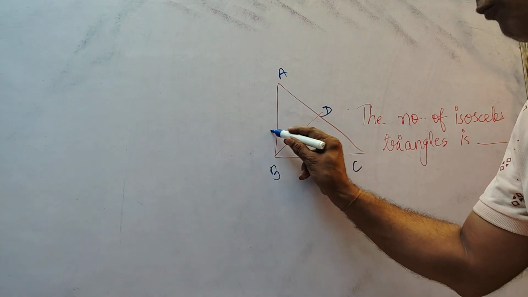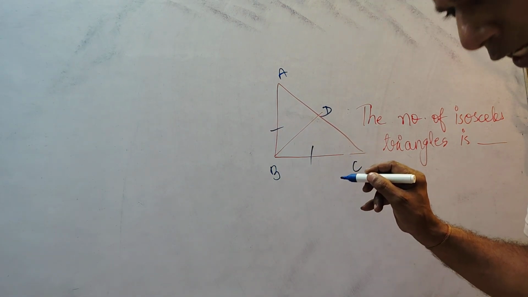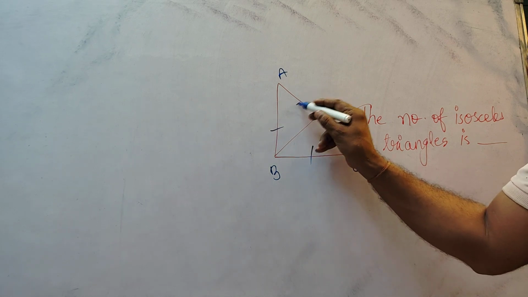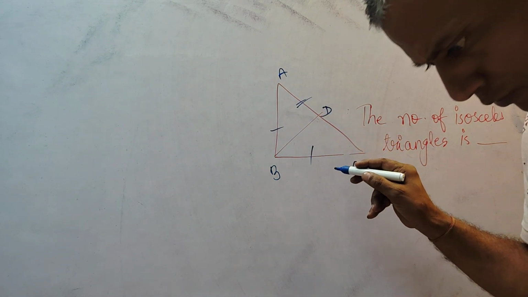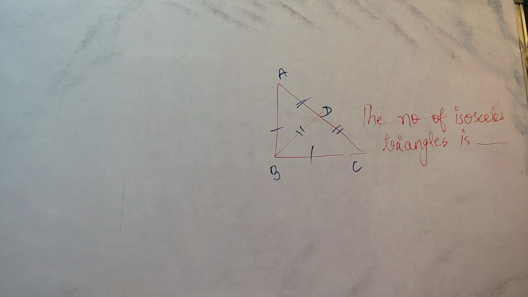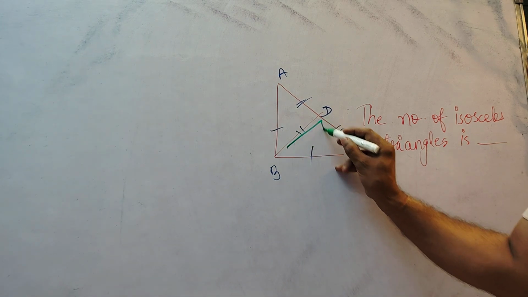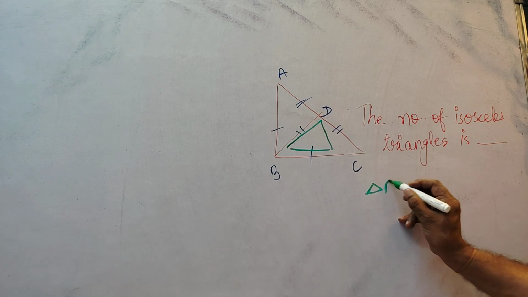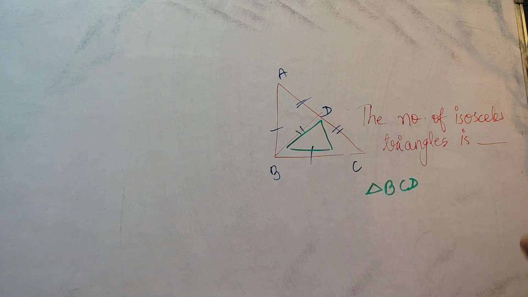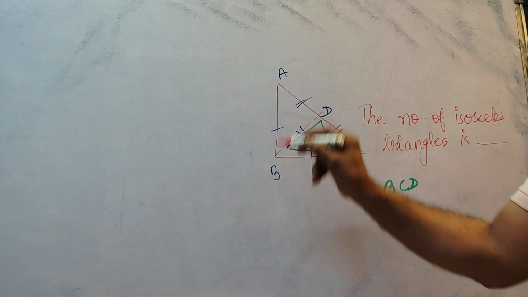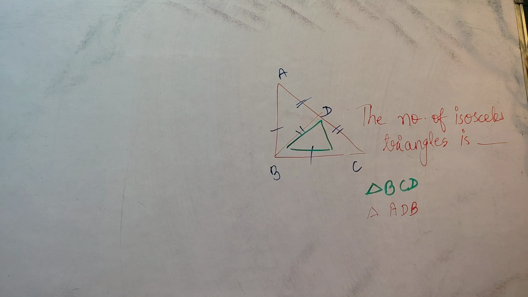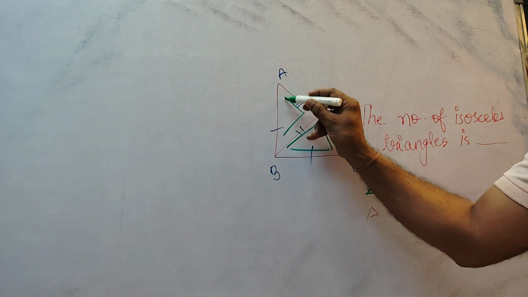Since it is given AB equal to BC, AD equal to BD equal to CE. So look at the isosceles triangles. This is an isosceles triangle, named BCD, because BD and DC are equal. The second isosceles triangle is ADB because AD equals DB. So the second isosceles triangle is this one.